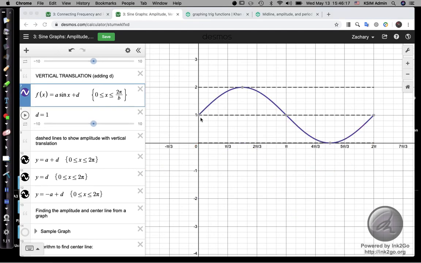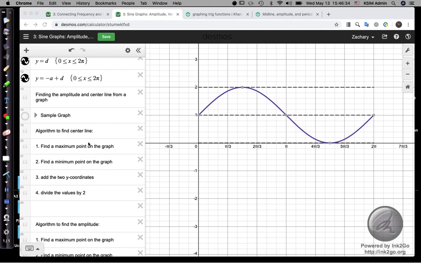In this current case, we can see pretty obviously that the center line has been moved up to 1, and that its amplitude is also 1. The displacement from the center line to the maximum and the minimum is 1 unit. However, it's not always so obvious, so we want to create an algorithm to find that center line. Essentially, if we locate the maximum point on the curve and a minimum point on the curve, we can add those two y-coordinates together.